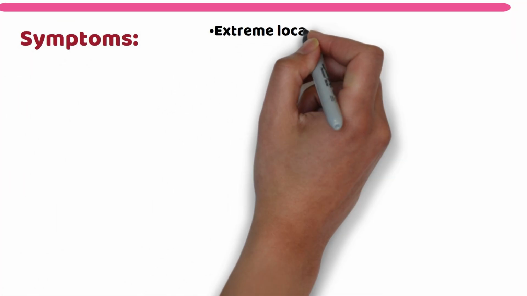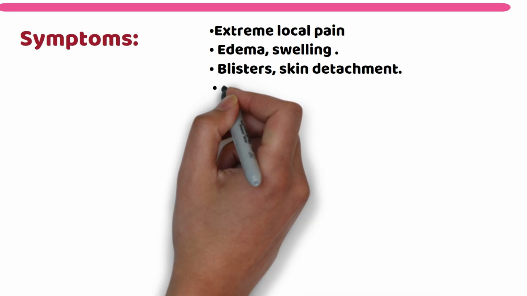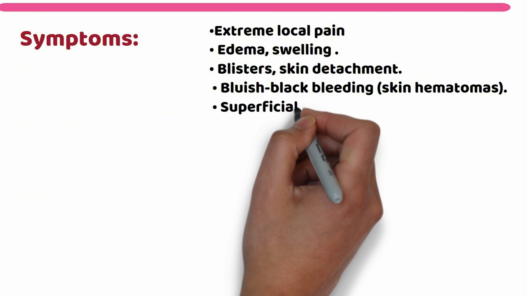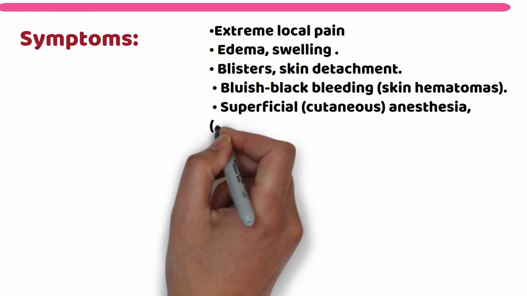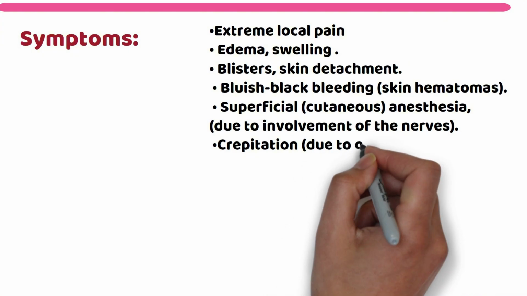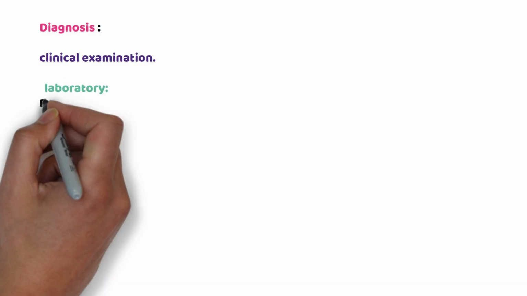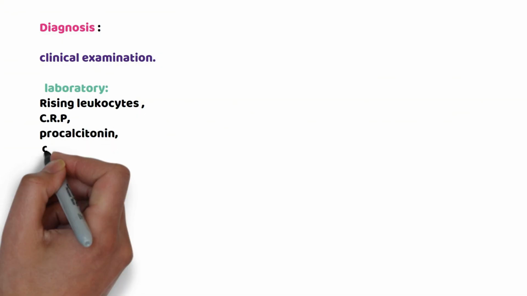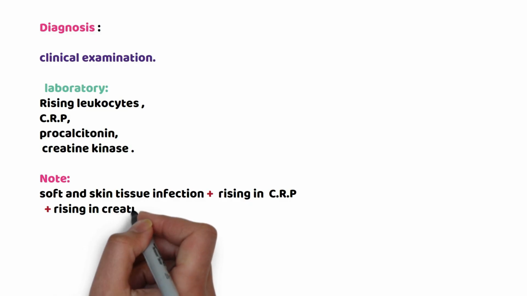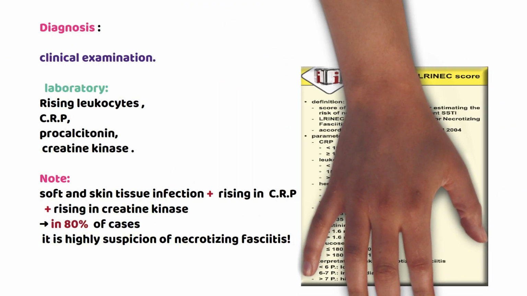Symptoms: extreme local pain, pain out of proportion. Edema, swelling. Blisters, skin detachment. Bluish-black bleeding, skin hematomas. Superficial cutaneous anesthesia, due to involvement of the nerves. Crepitation, due to gas formation. Fever. Diagnosis: clinical examination. Laboratory: rising leukocytes, CRP, procalcitonin, creatine kinase. Note: soft and skin tissue infection plus rising CRP plus rising creatine kinase, in 80% of cases, is highly suspicious of necrotizing fasciitis.